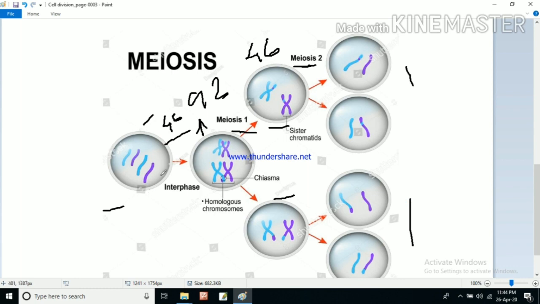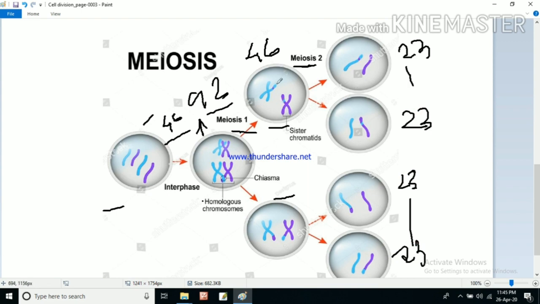Here the number of chromosomes became double, that's why in this phase the chromosome number became 92. But in this phase there was no increase in the number of chromosomes, the cell only divides simply. This 46 did not become 92, only this 46 split and forms two daughter cells, which means this cell contains 23, this cell contains 23, and this cell also got 23, where this cell contains 46.